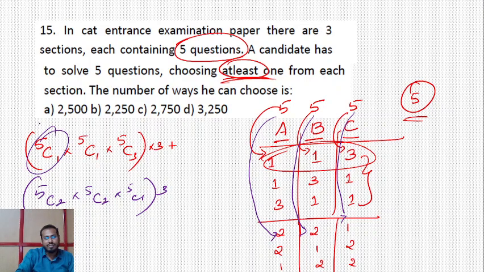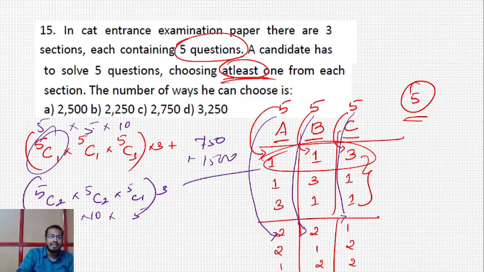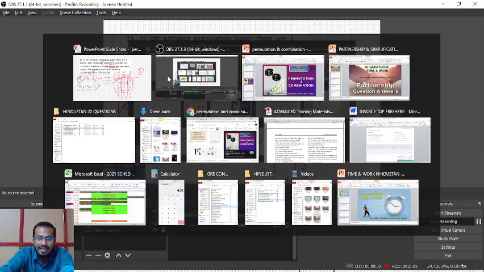Okay, so 5C1 is 5. 5C1 is 5. 5C3 is nothing but 10. So 5 into 5, 25, 25 into 10, 250, 250 into 3 is 750, right? Plus 5C2 is 10, 5C2 is 10, 5C1 is 5. So 10 into 10, 100, 100 into 5 is 500, into 3, 1500. If you add, you will get the answer option B. Clear? I hope you understand this concept.